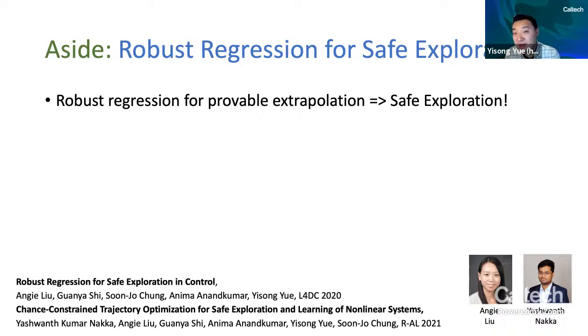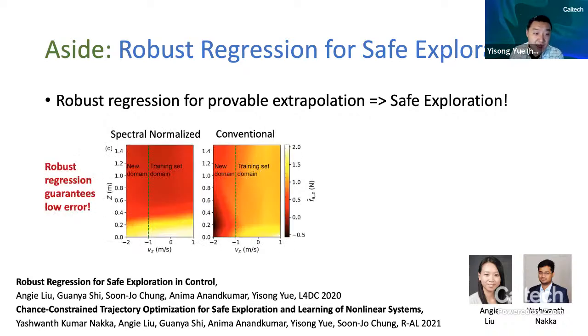But it must do so while guaranteeing its own safety. And so we've also been working in this space. My postdoc, Angie, designed an approach called robust regression, which uses deep learning and can be used for a limited amount of provable extrapolation, which you can use for safe exploration. Robust regression actually gives you a guarantee on the error. So if you have a Lipschitz constant on the dynamics model, so you have your unknown dynamics model, you can upper bound it with a Lipschitz constant. So it's never changing that quickly as a function of state.